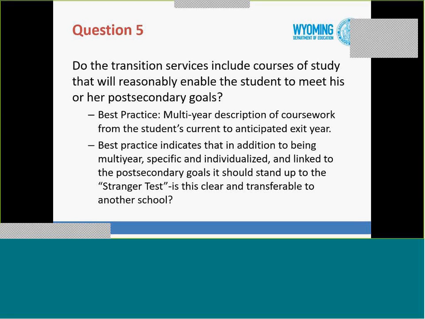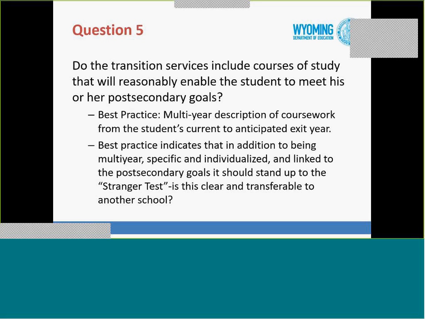So question 5, do the transition services include courses of study that will reasonably enable the student to meet his or her post-secondary goals? Best practice is a multi-year description of coursework from the student's current to anticipated exit year. I believe on our model form, you basically just list the coursework that they will be doing this year and the following years. It is acceptable to list a description of the coursework, but typically what we'll see on our forms is a specific course list, and we have an example later.